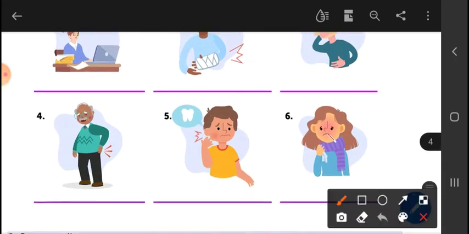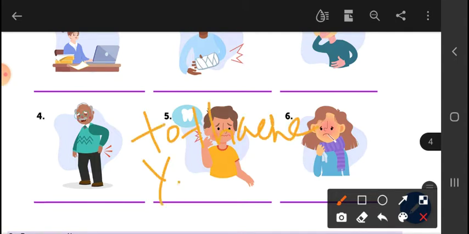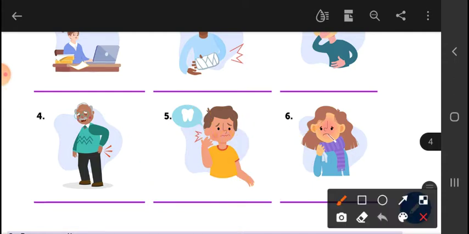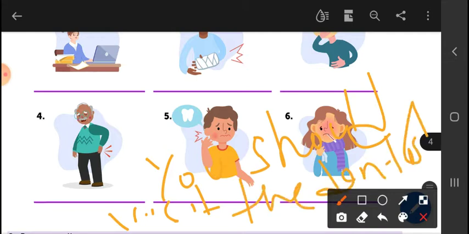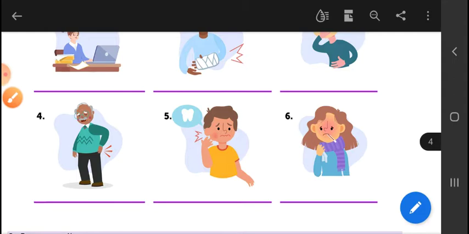Yes? For example, in this case, this person has a toothache. Yes? This person has a toothache, un dolor de muelas. So, you should... once again. You should visit the dentist, for example, okay? You should visit the dentist, okay?